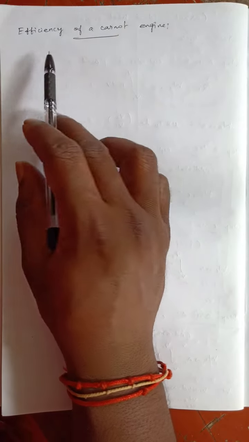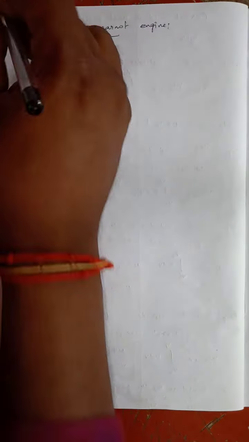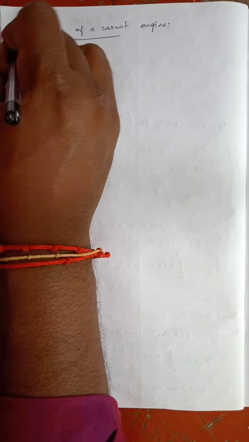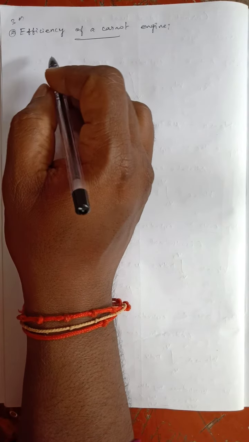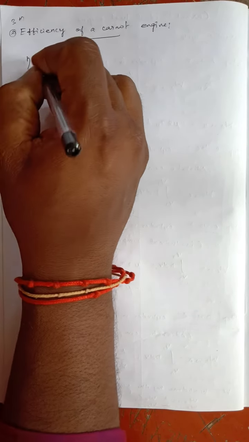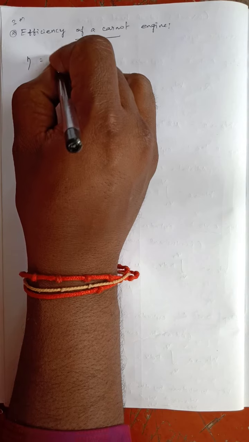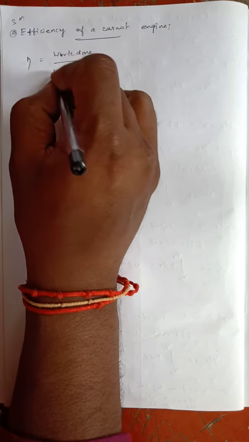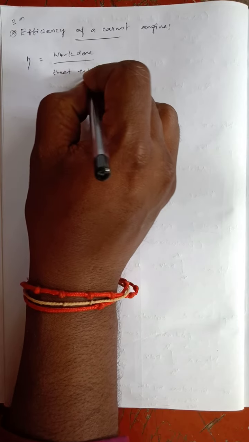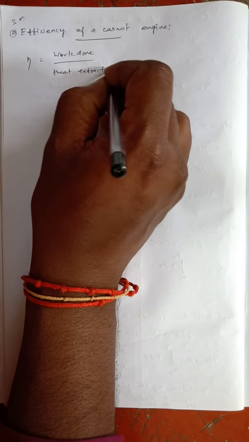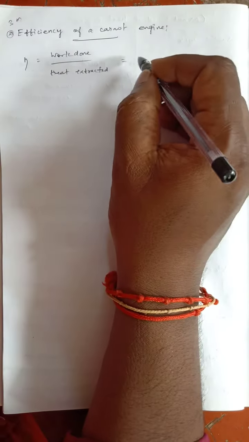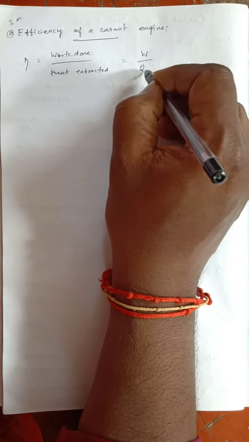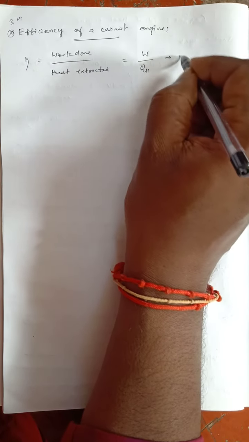Now we'll see the efficiency of a Carnot engine. This is separately a 3 mark question they will ask, and it is important. So do you know what the formula for efficiency is? Eta is equal to the work done by the heat extracted, so the work done W divided by QH. Put this as equation number 1.